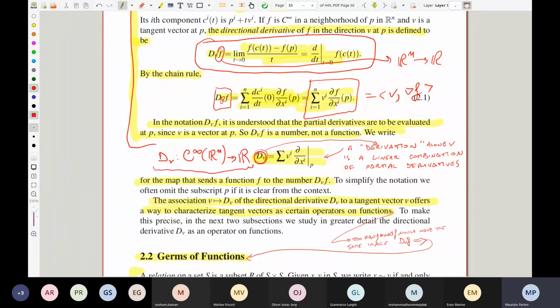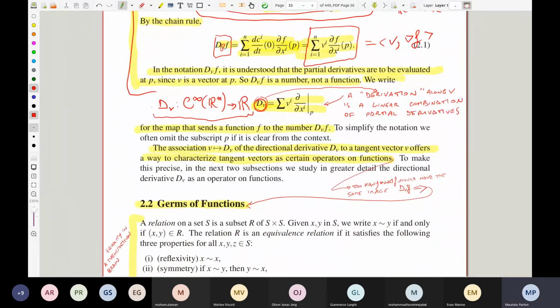Okay, is this clear, that derivatives work this way? And this means in particular that given V, I have such a derivative. So I have a map, let's say, from V to the derivative along V. Just keep this abstraction in mind, and now we will see what's happening. Now I want to point out something. This map, the derivative of a function along a certain direction.